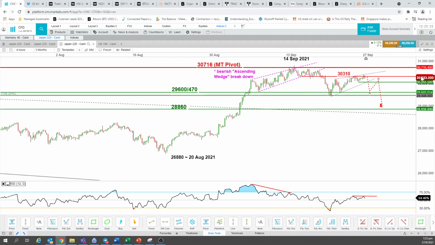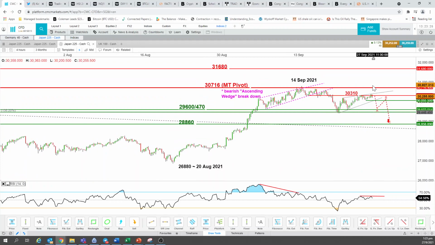Nevertheless, on the other hand, a daily close above 30,716 will invalidate this corrective decline view, where we start to see the resumption of its impulsive up move to target the next resistance at 31,680.